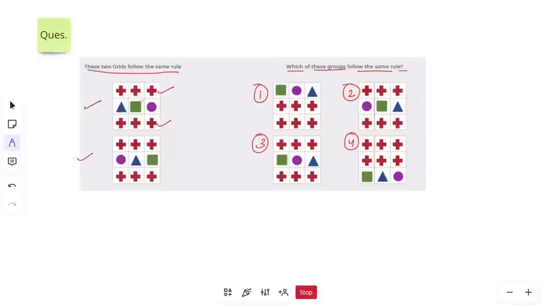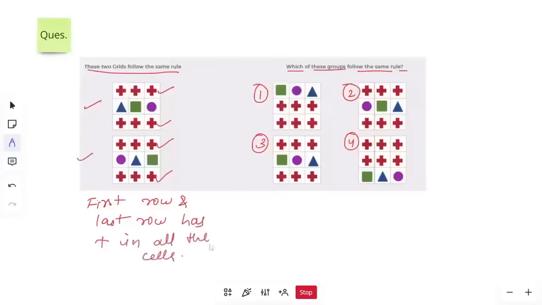See now. In the first row and the last row, we have plus here. Here also, in the first row and the last row, we have plus here. So the logic is that the first row and last row have plus in all the cells. Based on this rule, we have to find out the answer.